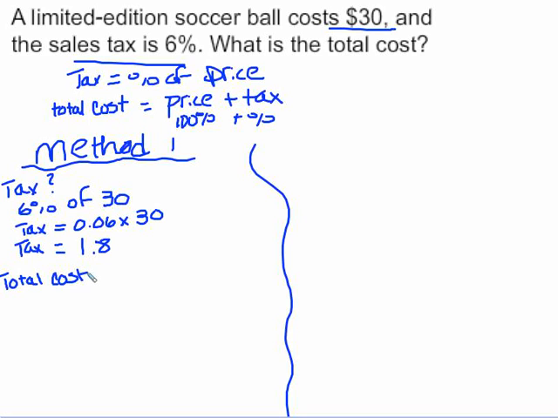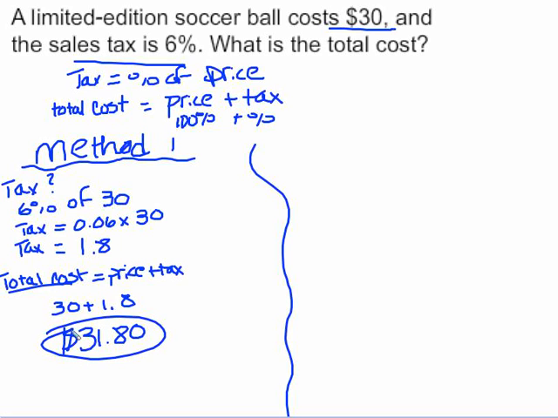So then the next thing I need to do is calculate my total cost, which again is going to be equal to my price plus tax. In this case, the price was $30 plus 1.8, so the total cost is going to be equal to $31.80. Now that's the first method.